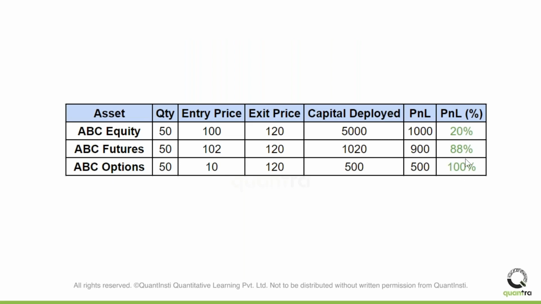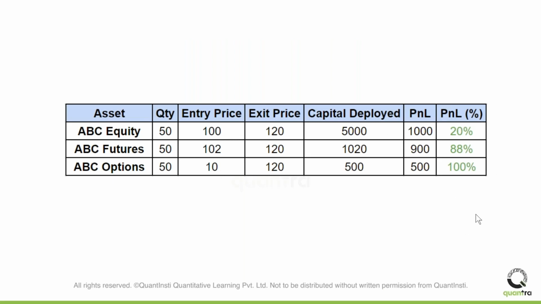If you can see, the returns are higher in derivatives compared to equities. The reason for futures is the margin or the leverage you get. And in options, the reason is you just pay the premium for the option contract. You don't need to pay the entire price of 100 rupees. You just need to pay the premium for that contract.